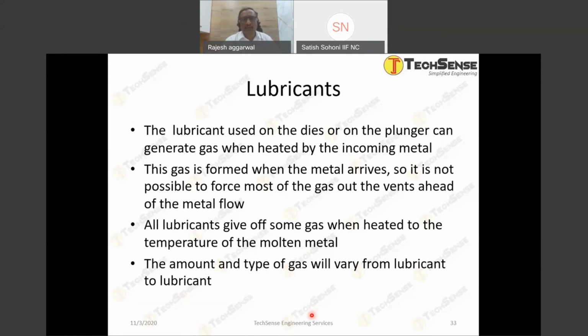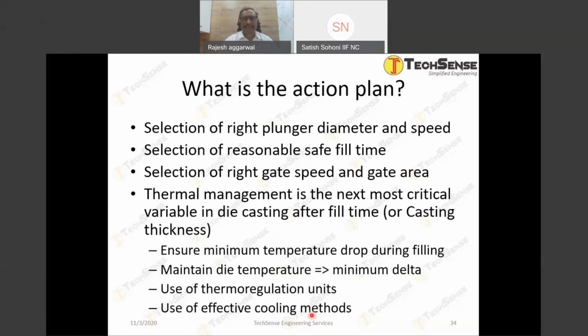The lubricants used on the die or on the plunger can generate gas when heated by the incoming metal. This gas is formed when the metal arrives, so it is not possible to force most of the gas out of the vents ahead of the metal flow. All this lubricant gives off some gas when heated to the temperature of the molten metal. The amount and type of gas will vary from lubricant to lubricant, but it is also one of the very, very common defects found in die casting.